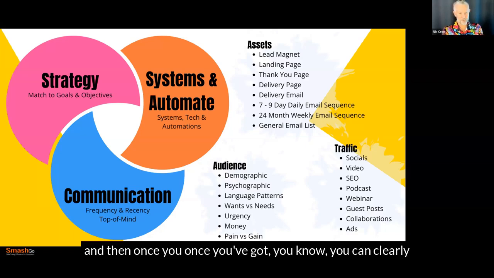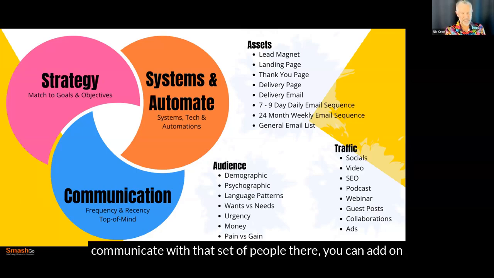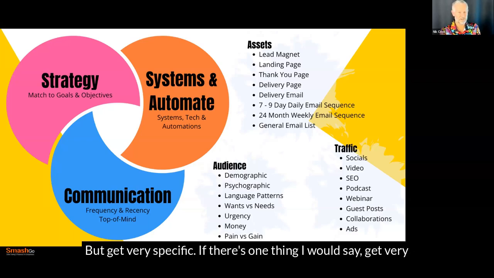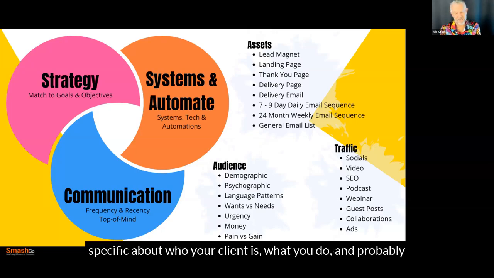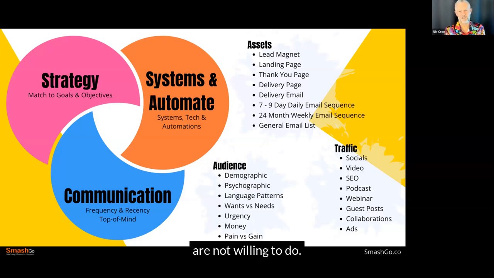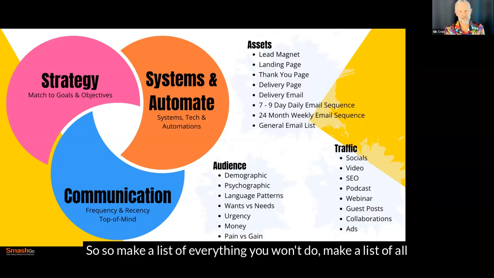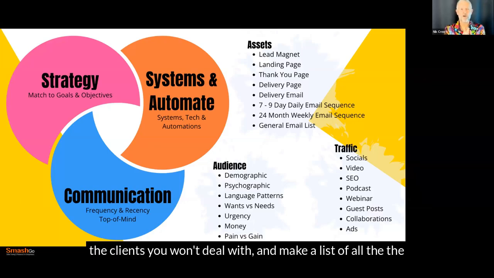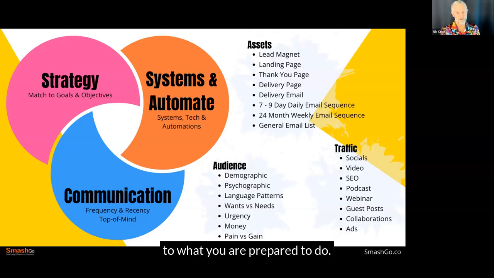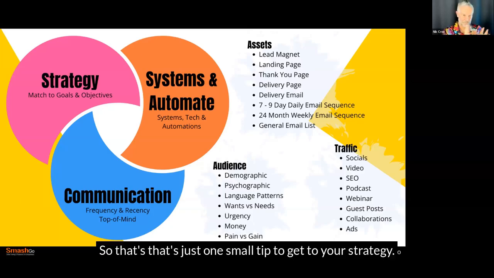And once you can clearly communicate with that set of people, you can add on another type of client avatar or another type of product. But get very specific. If there's one thing I want to say, get very specific about who your client is, what you do, and, probably more important and an easy way to start, what you are not willing to do. So make a list of everything you won't do, all the clients you won't deal with, and all the products and services you are not going to deliver. That will help you whittle it down to what you are prepared to do. So that's just one small tip to get to your strategy.